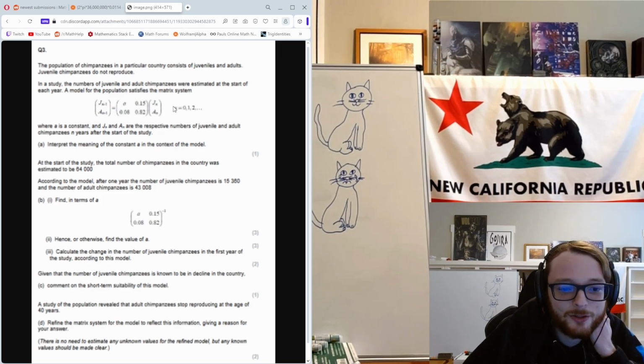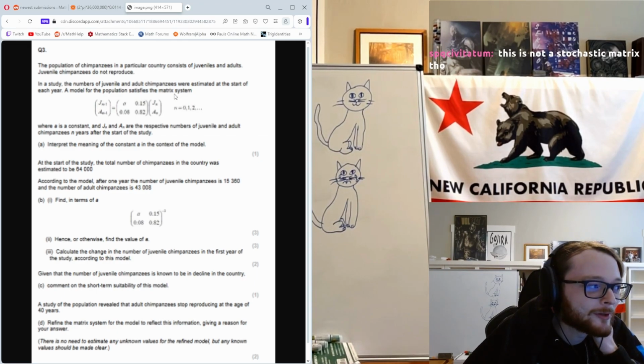We shouldn't need an actual Markov chain to do this. It's just going to be matrix stuff. It's not a stochastic matrix though. I don't know what a stochastic matrix is.